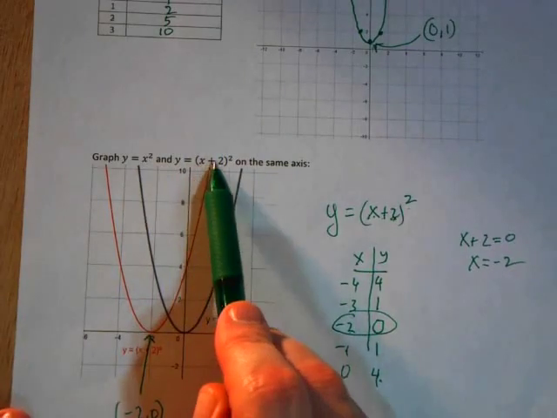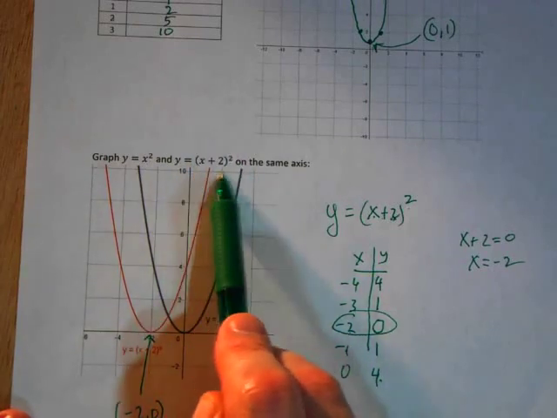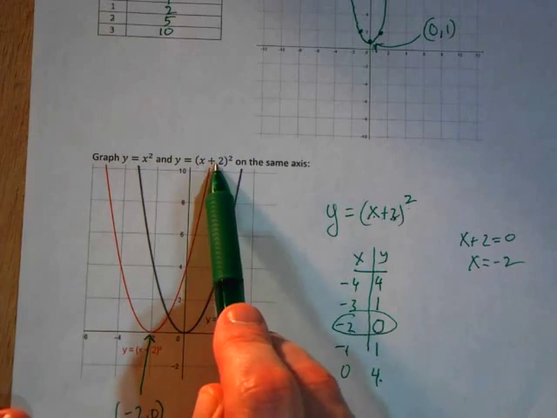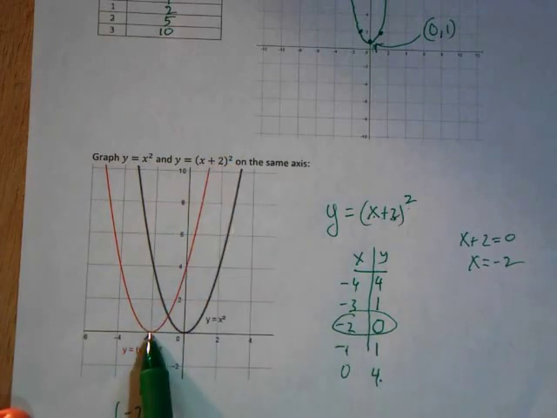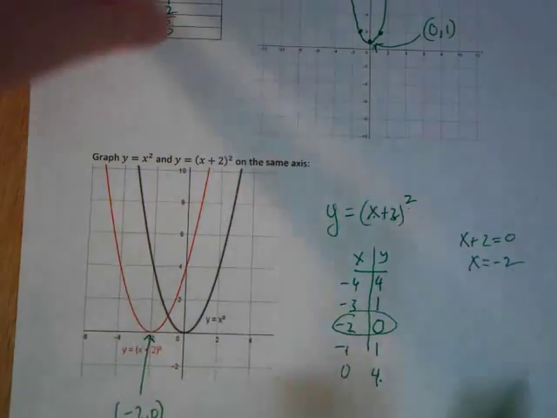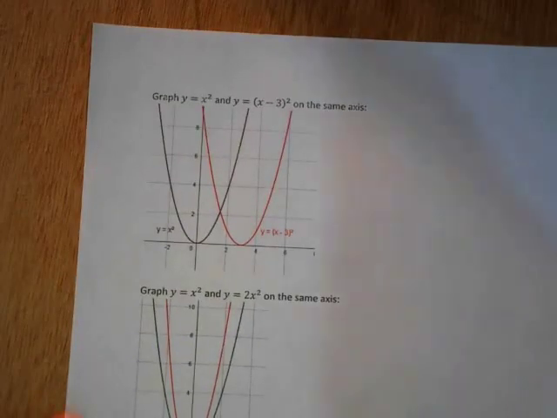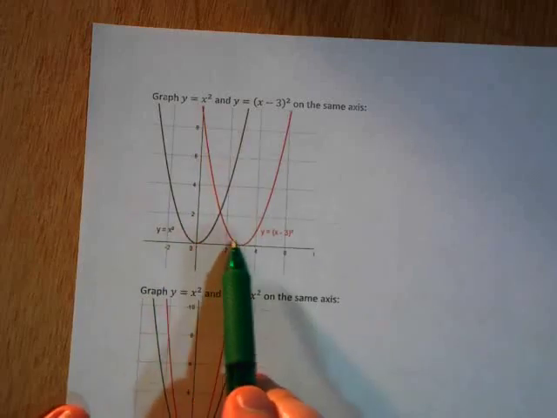When I put numbers inside the parentheses like so, it's going to move the graph left and right, and it moves it the opposite of your instinct. A plus 2 in here moves the graph to the left. Conversely, I have a picture here to show you. If I have a minus 3 in here, it moves the graph to the right.